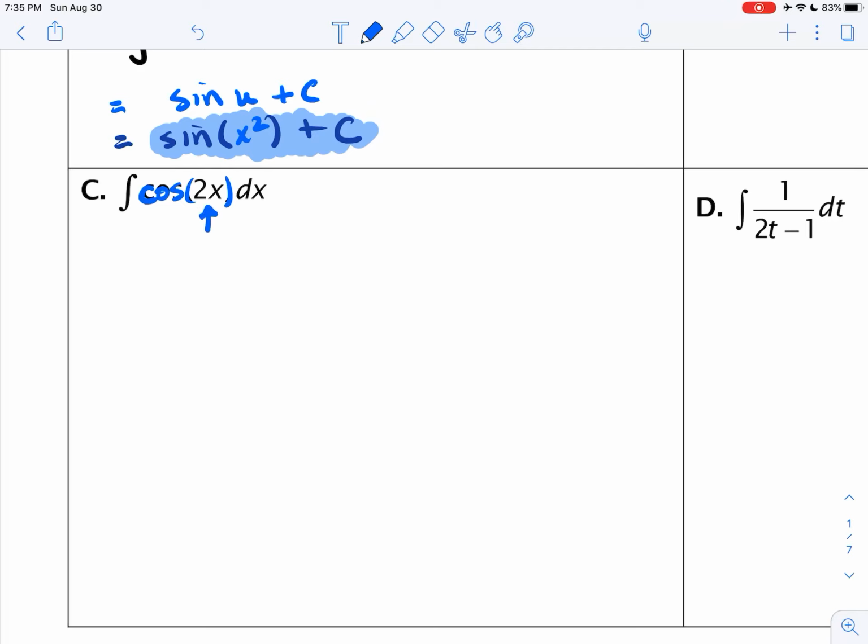And so I want to go inside and consider that to be my u substitution. And I want to say that this is u equal to 2x. Then du is equal to 2 dx. Now I have the variable part of my derivative, but I don't see the 2 in my integral.